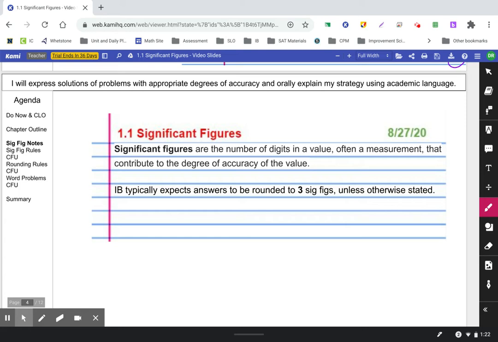But for IB, the important part here, right here, is IB typically expects answers to be rounded to 3 sig figs unless otherwise stated. All right, so we're going to have to beat into your brains that we're going to 3 sig figs pretty much every single time. And I'm going to explain how to do that in a second.